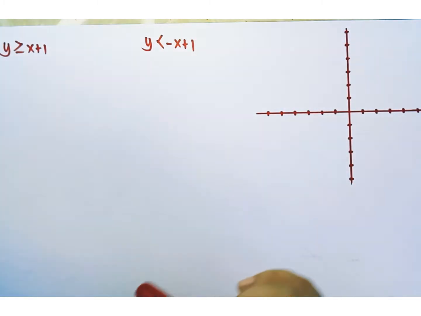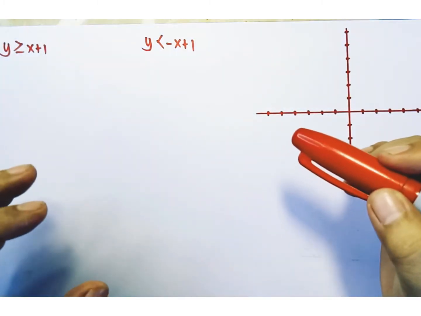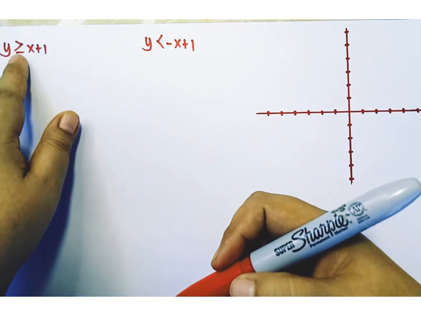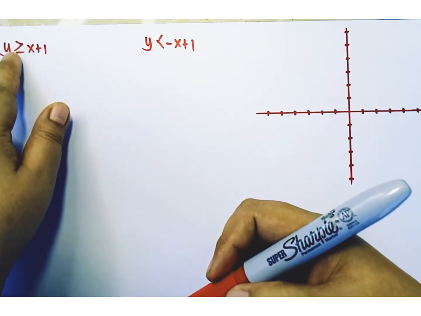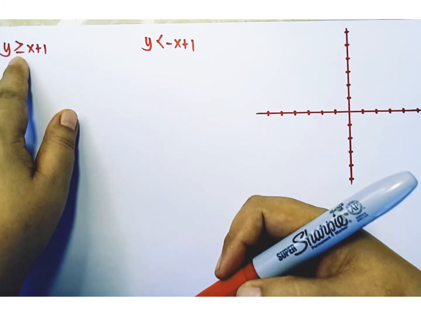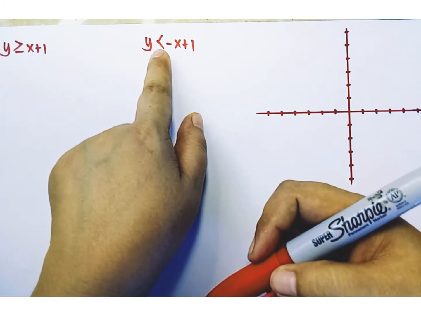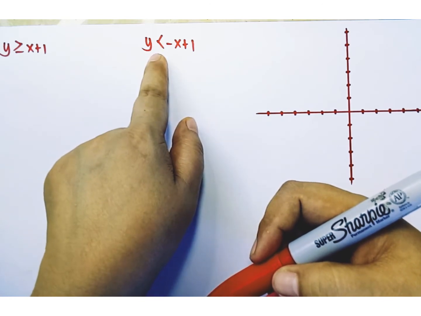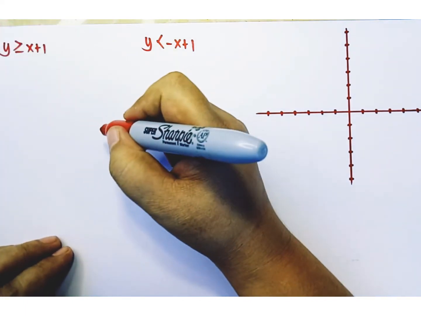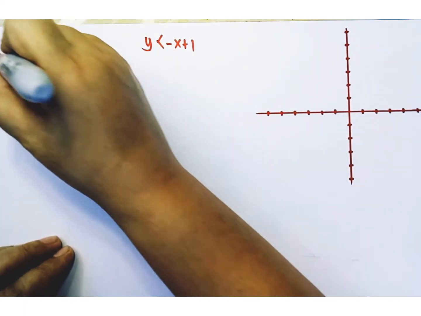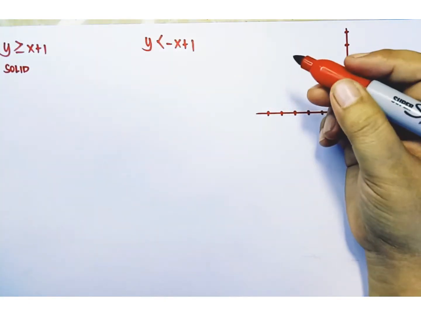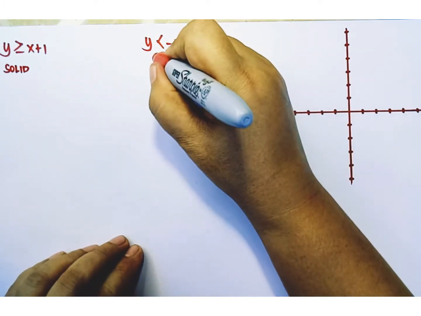For the first step, identify whether your borderline is a solid line or a dashed line. Look at the inequality symbol. If the inequality symbol has an equal component to it, use a solid line. If the inequality symbol doesn't have an equal component to it, use a dashed borderline. So for the first inequality, we have to use a solid borderline. And for the second inequality, we are going to use a dashed borderline.